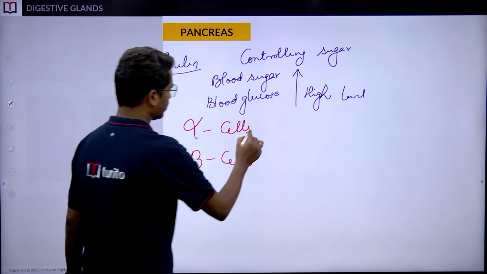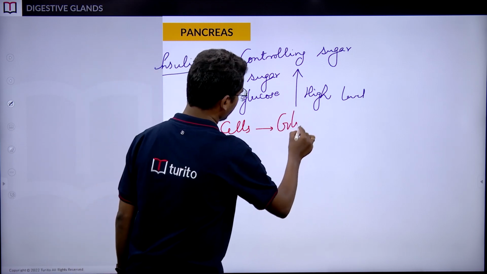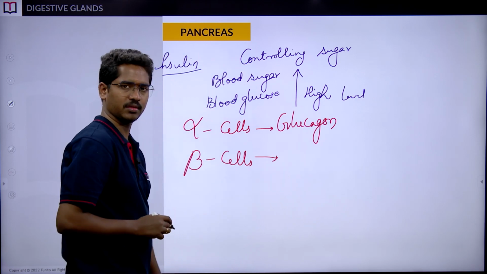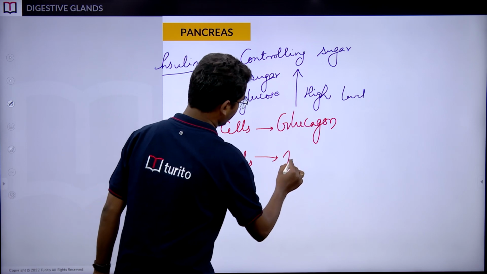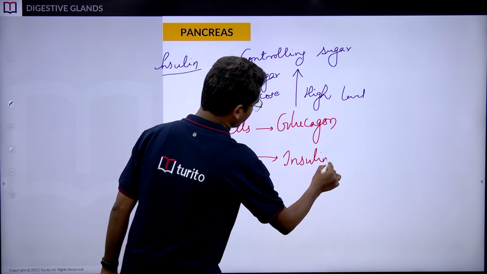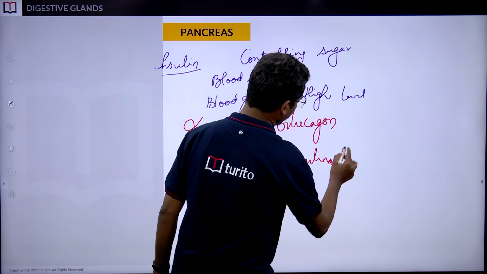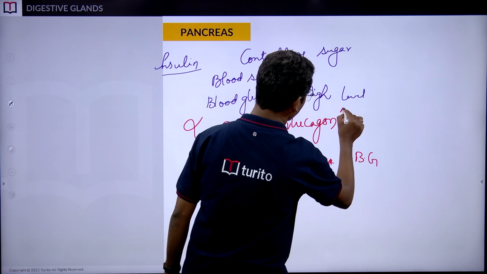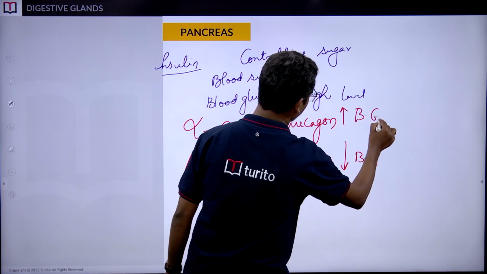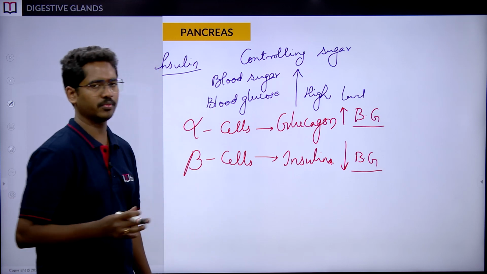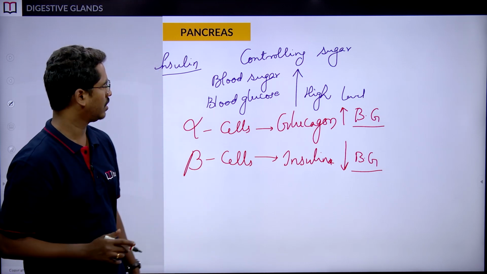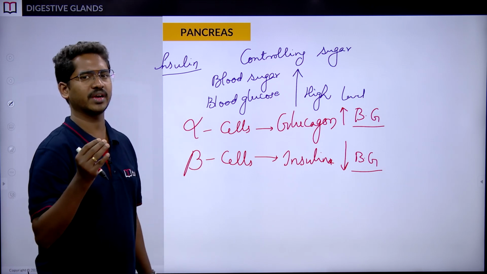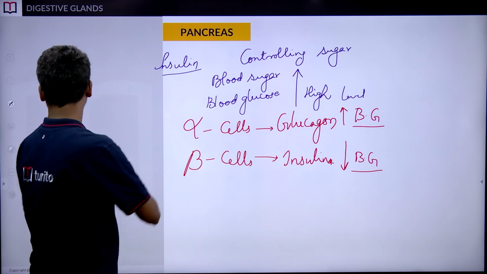Now, the alpha cells release a hormone called glucagon. The beta cells release another hormone called insulin. This insulin is mainly involved in decreasing the blood glucose, and the glucagon is mainly involved in increasing the blood glucose. This is extra information which I wanted to give you. So, this is in short about the substances secreted by the pancreas. Let us move forward here.